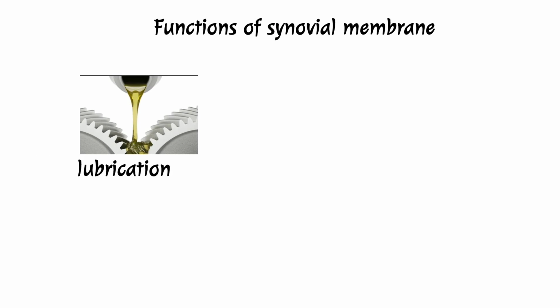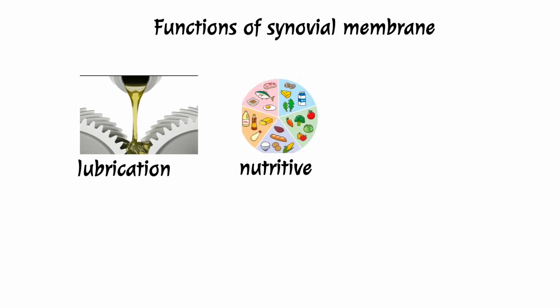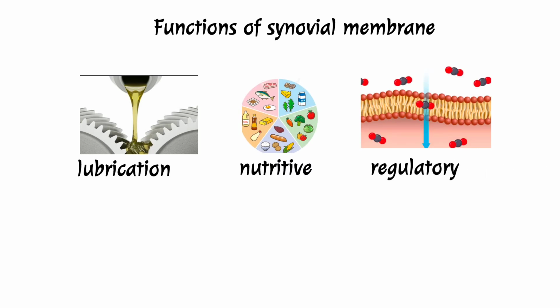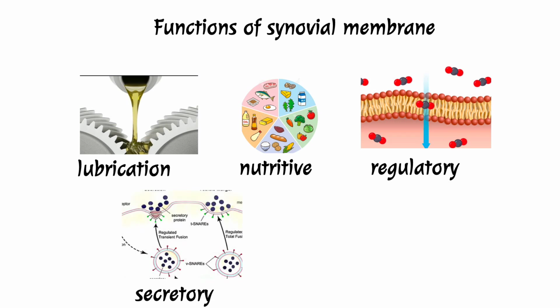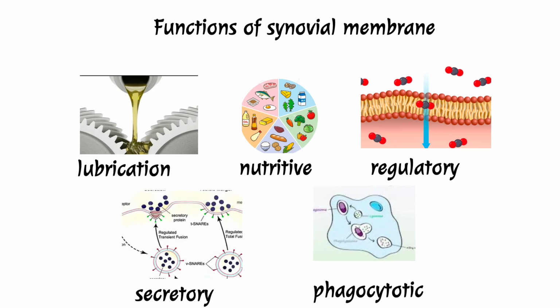The synovial membrane helps in lubrication by producing synovial fluid. It provides nutrients to the avascular fibrous tissue. It controls the movement of electrolytes and nutrients to the synovial fluid. It secretes proteins and hyaluronic acid to the fluid. Type B cells help in phagocytosis and debriding.